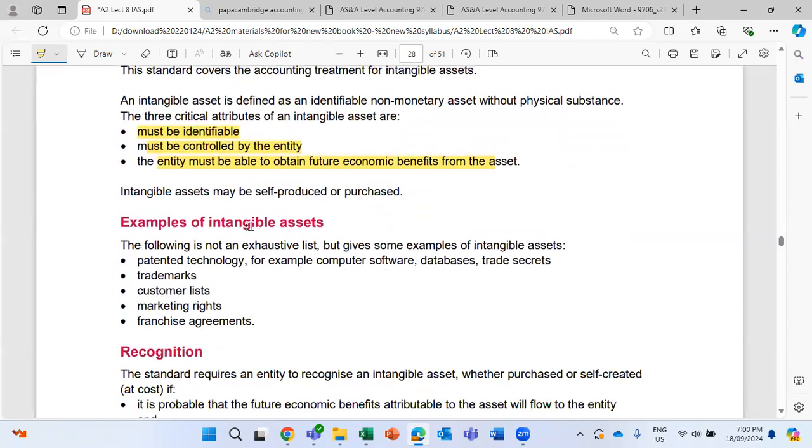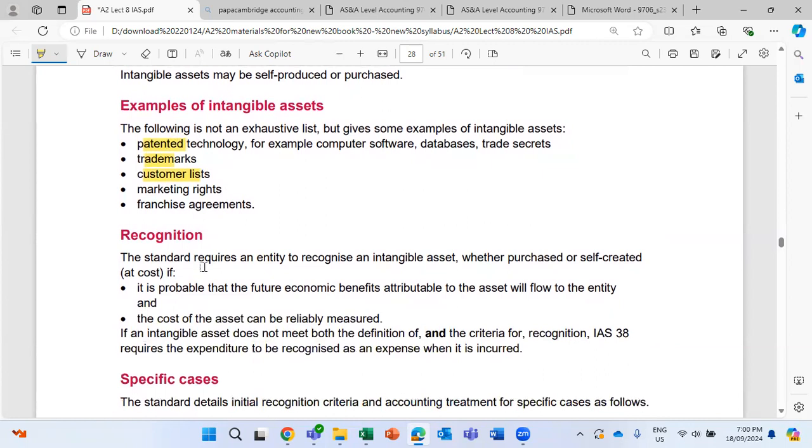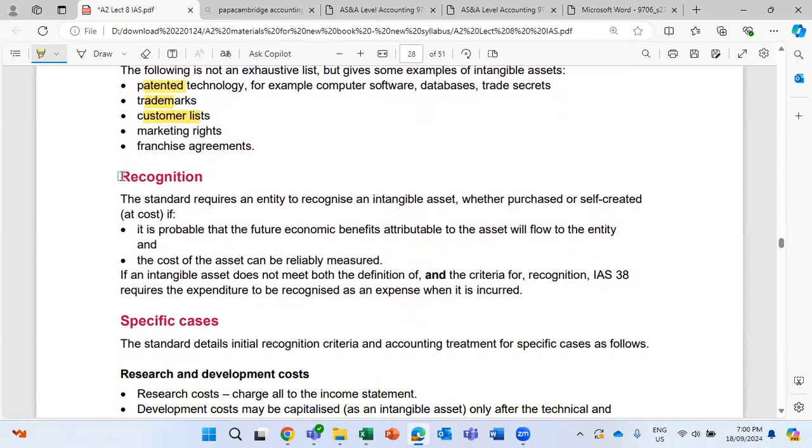Here are some examples of intangible assets: patents, trademarks, customer lists. All these do not have a physical existence. You can't see or touch it, but it can be felt. So what are the conditions for us to recognize something as an intangible asset? Here are the two conditions. It is probable that the future economic benefit attributable to the asset will flow to the entity, and the cost of the asset can be reliably measured.